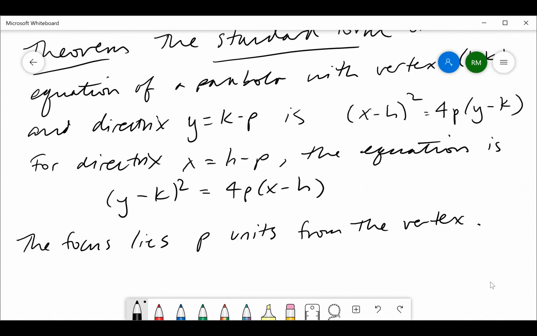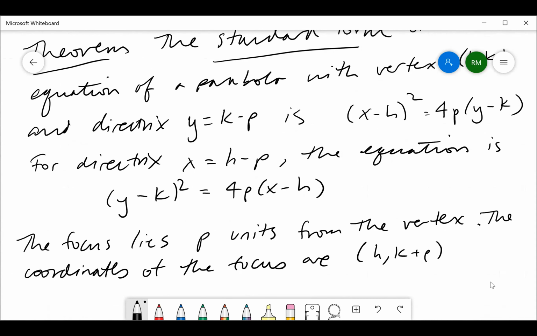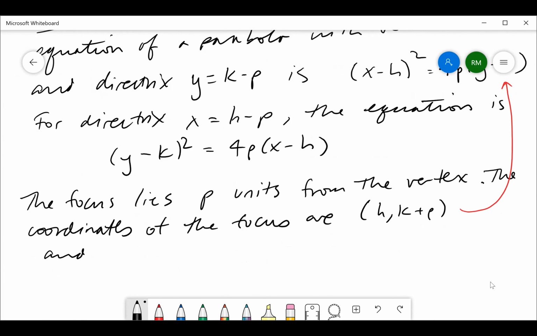The coordinates of the focus are (h, k + p). That's for the first scenario. And (h + p, k). That's the focus for the second form of the parabola. The first one is a parabola that opens up vertically. The second one's for a parabola that opens up horizontally.